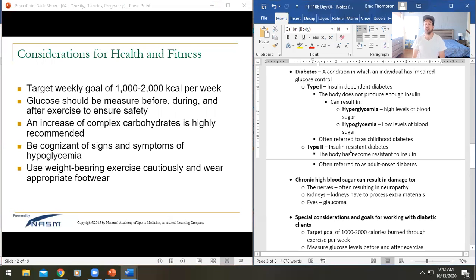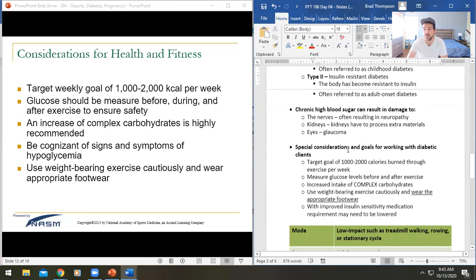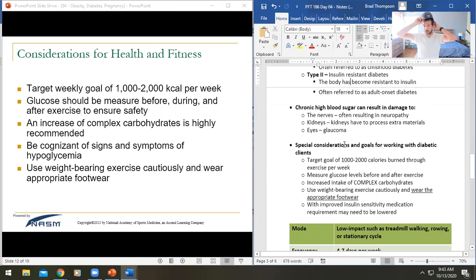Now, like I said, diabetes is commonly associated with obesity. So a lot of times what we'll look at for our considerations here is we will instruct our clients. Oh, actually, hold on one second before we get to this.